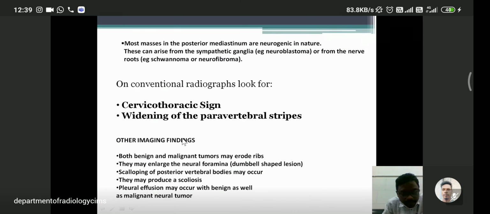Other than that, there are certain imaging findings that help to conclude that it is a posterior mediastinal mass. We have to look at the ribs. Usually posterior mediastinal masses, either benign or malignant, will erode the ribs. And we have to look at the neural foramina because neural tumors will usually extend into the spinal column through the neural foramen, and in this case it will enlarge the neural foramen. Other findings may be scalloping of the posterior vertebral body, and it may produce scoliosis.